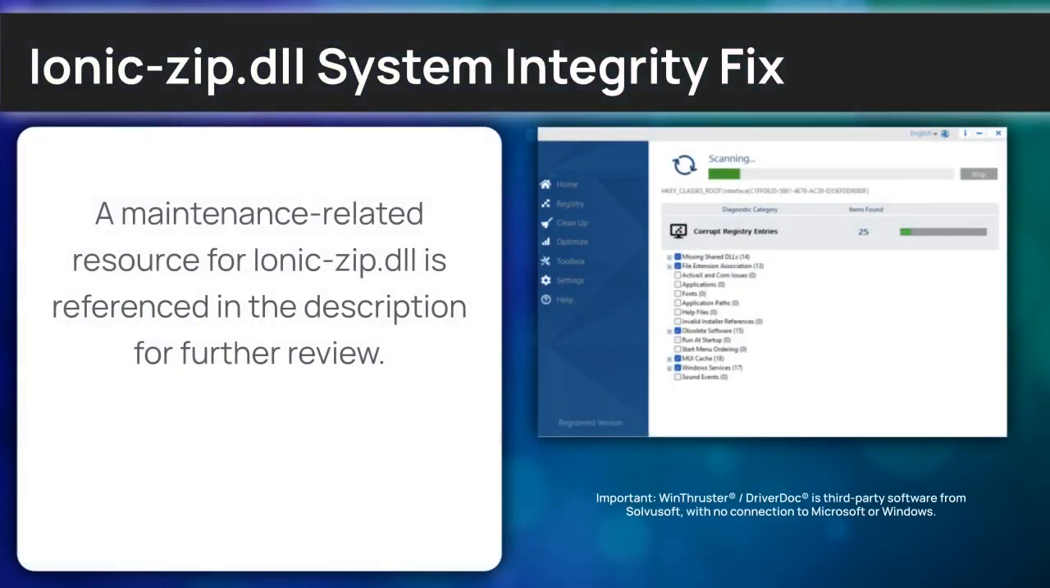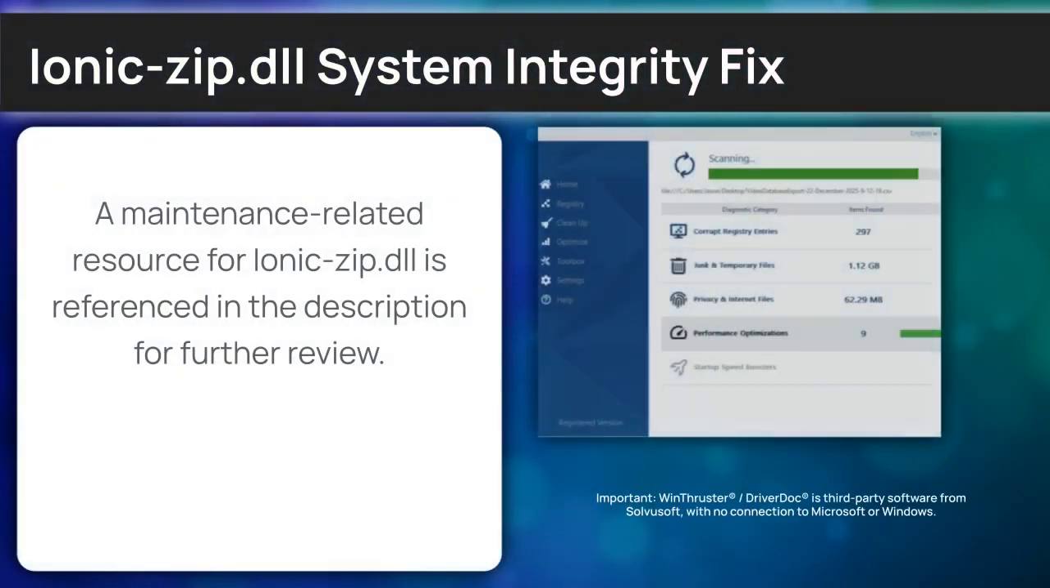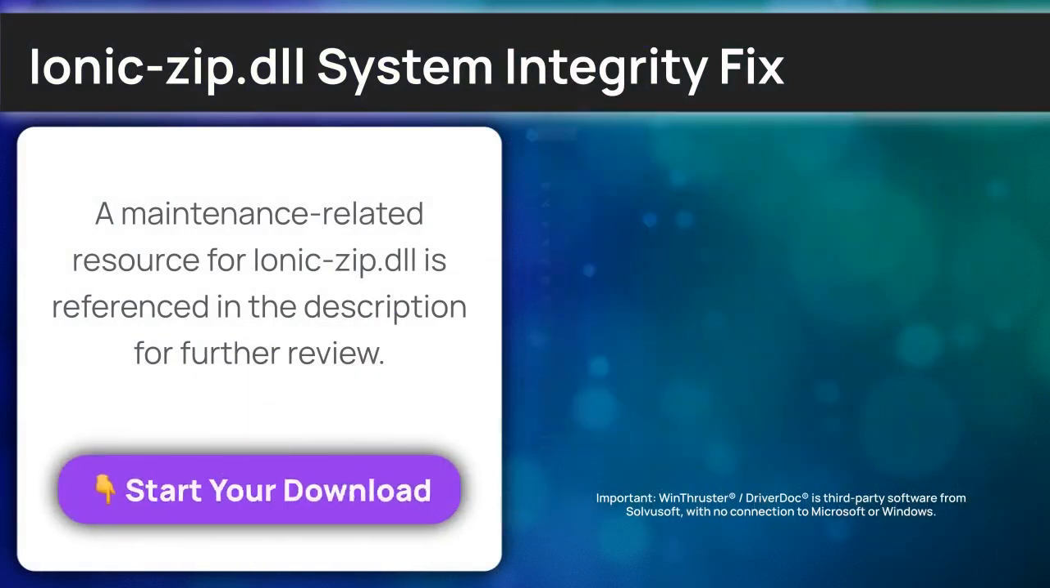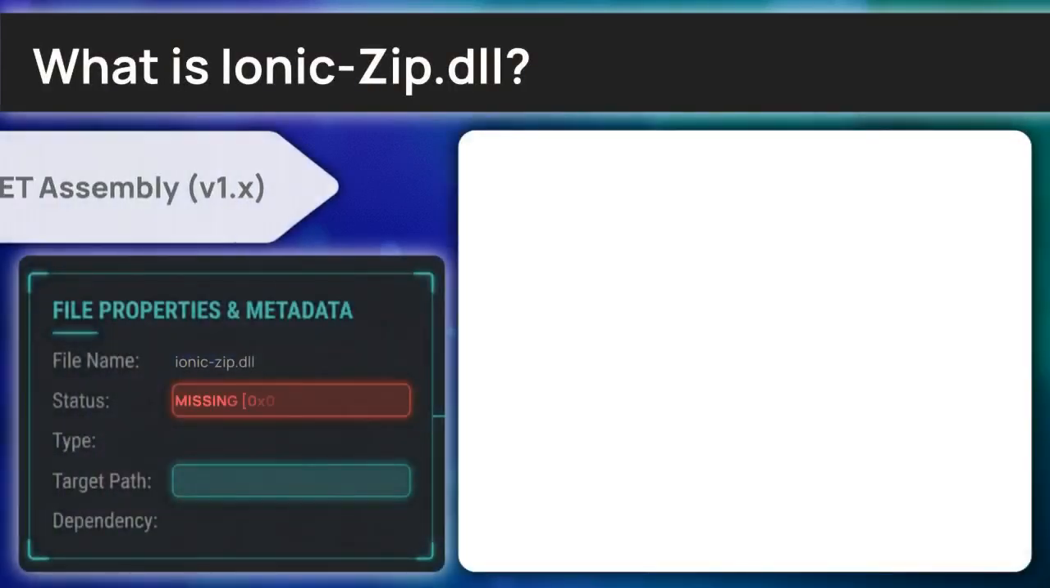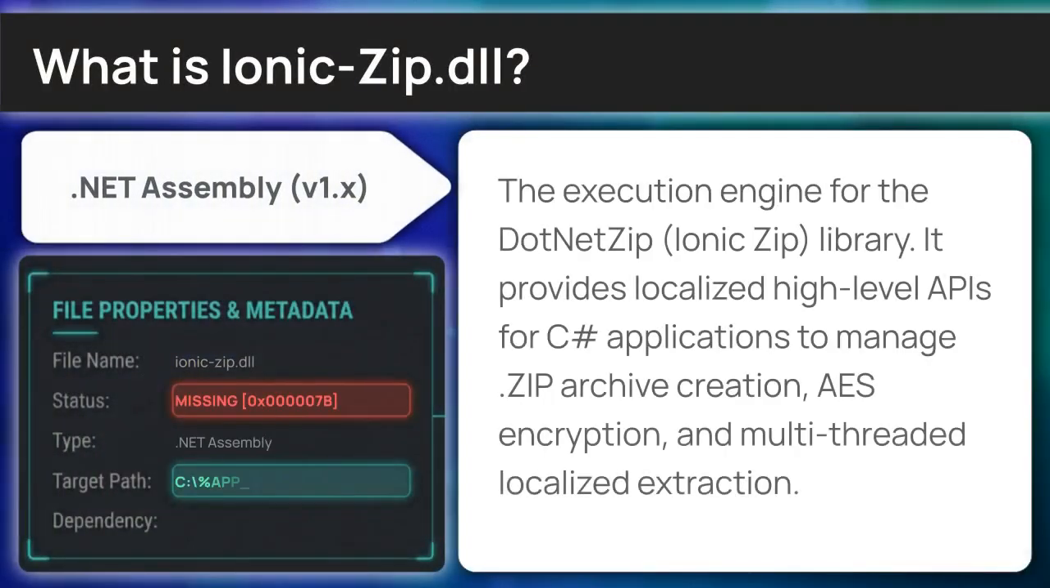Before we get started with Ionic Zip Library, you may want to try the diagnostic path below to ensure your system is properly synchronized. This is the Ionic Zip Library, the execution engine for .NET Zip. It provides localized high-level APIs for C# applications to manage .zip archive creation, AES encryption, and multi-threaded localized extraction.